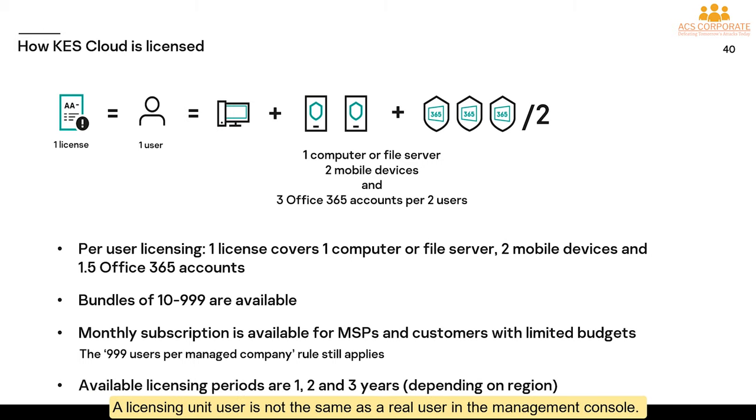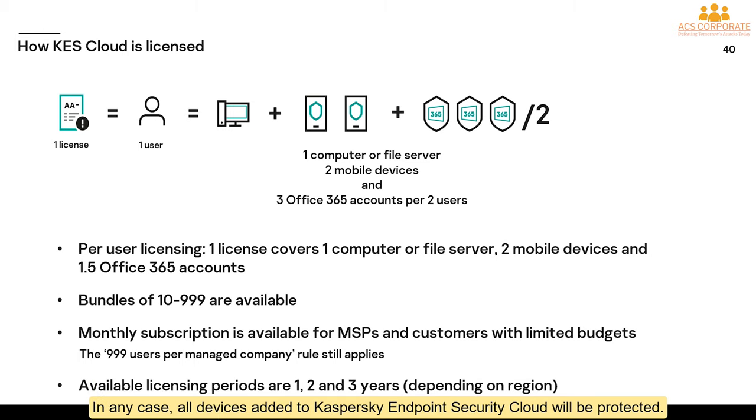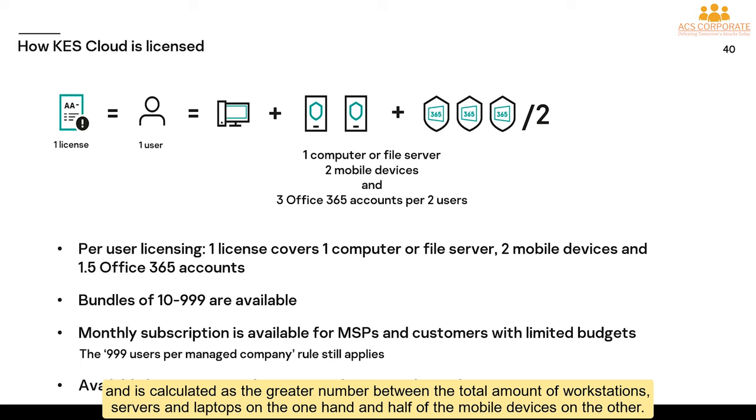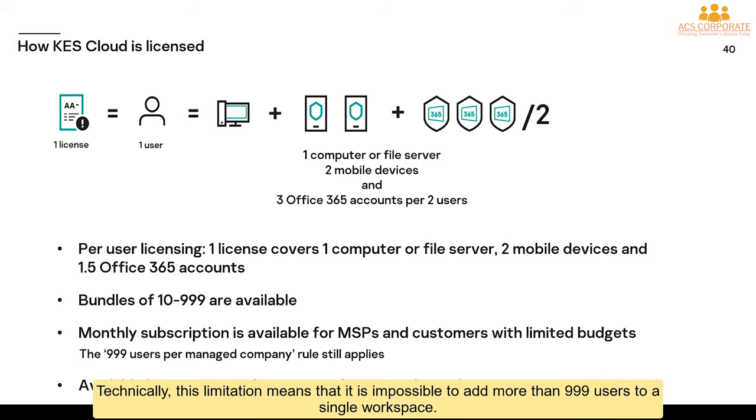A licensing unit user is not the same as a real user in the management console. You can assign many devices to a single real user, while some devices may not have owners in the system. In any case, all devices added to Kaspersky Endpoint Security Cloud will be protected. The number of licensing units, or conventional users, depends on the devices that need protection and is calculated as the greater number between the total amount of workstations, servers and laptops on the one hand and half of the mobile devices on the other. A Kaspersky Endpoint Security Cloud workspace can protect 999 users at most. Technically, this limitation means that it is impossible to add more than 999 users to a single workspace.